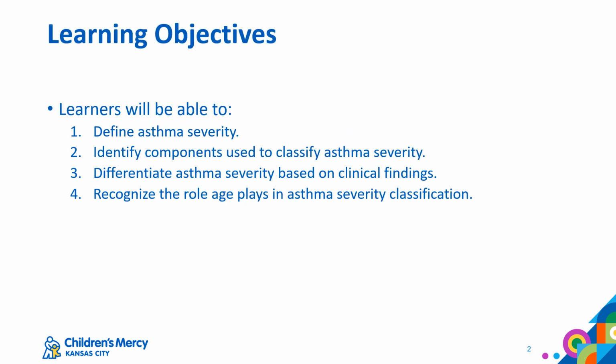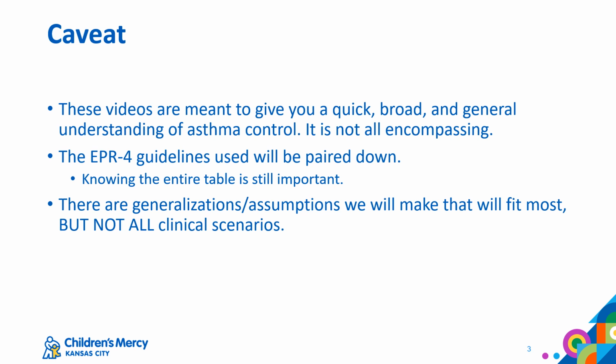By the end of this lesson, learners should be able to define asthma severity, identify components used to classify asthma severity, differentiate asthma severity based on clinical findings, and recognize the role age plays in asthma severity classification. As a reminder, this lesson is not all-encompassing. It is meant to give you the most high-yield information.